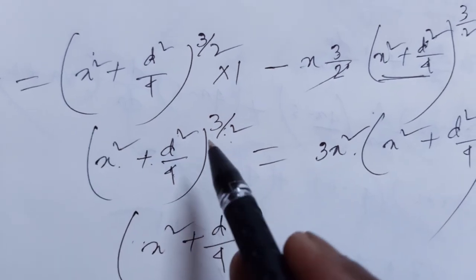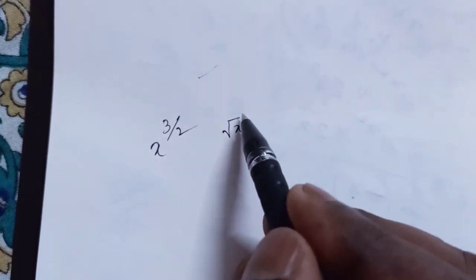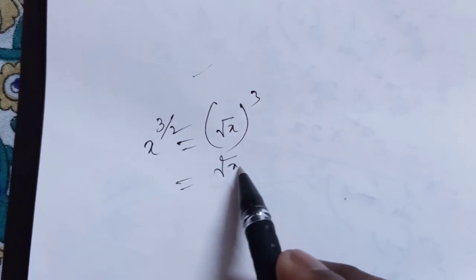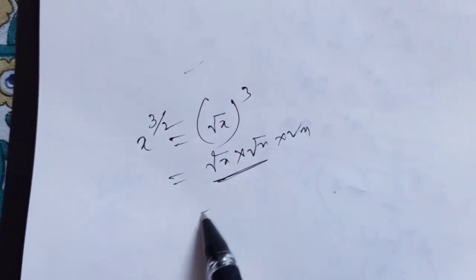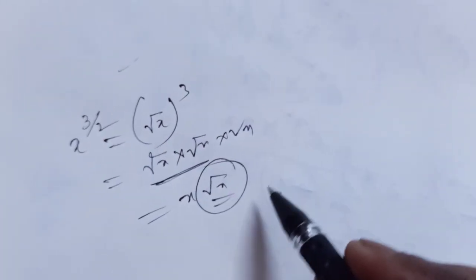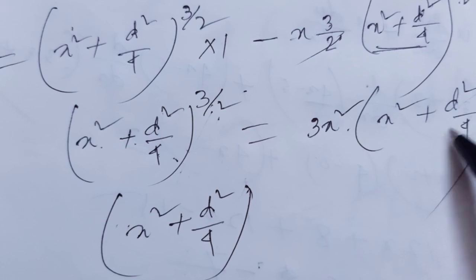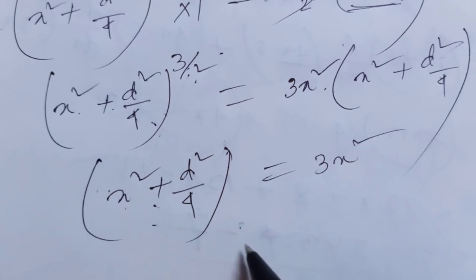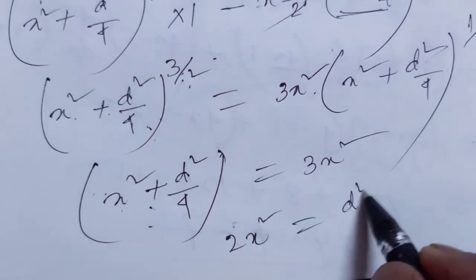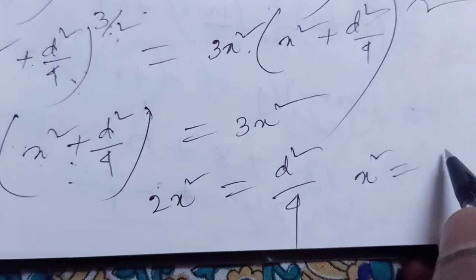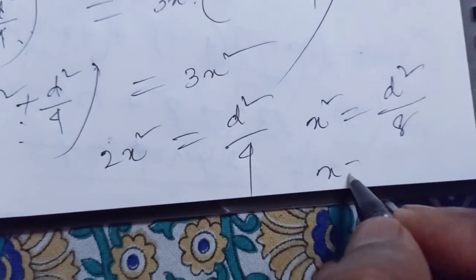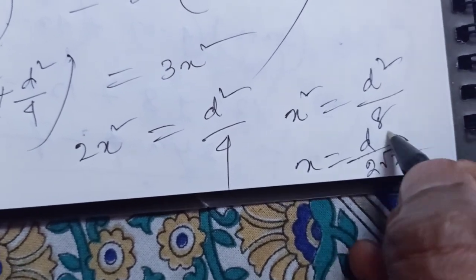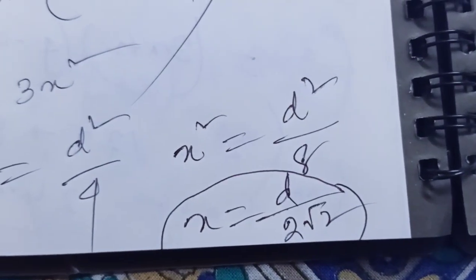Suppose, students, x to the power of 3 by 2 means root x whole cube, root x into root x into root x, so x root x. So root x and root x cancel, and this is x, so x square plus d square by 4 equals 3x square. Then 2x square equals d square by 4, or x square equals d square by 8, then x equals d by 2 root 2. So this is the answer, and check the answer.